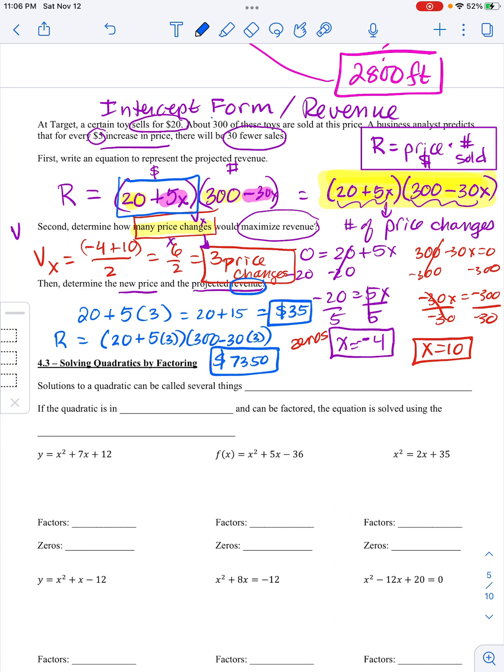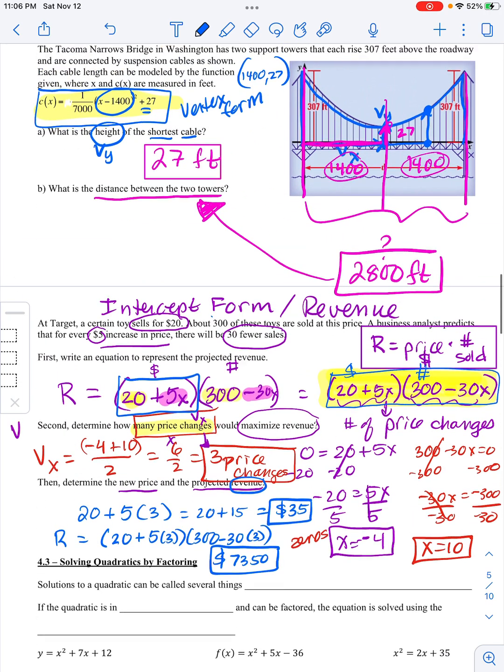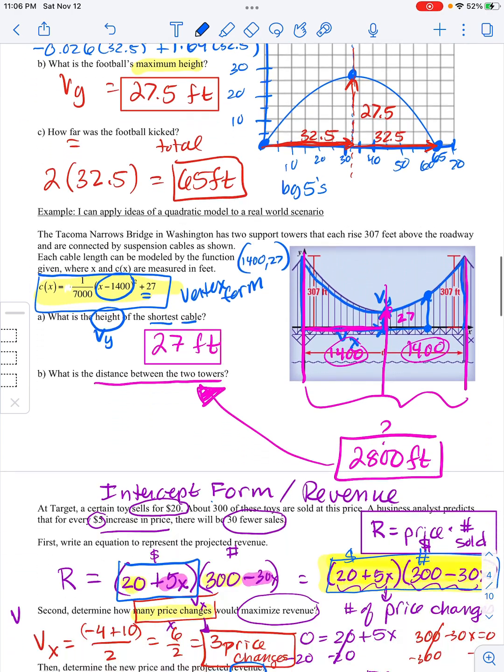So without question, the revenue problems are significantly harder just because there's more to do, but they're always going to be set up the same. So kind of walk yourself through what information is about money, what information is about the number of items, and sort through it in that manner. Hopefully that helps and gives you a little more time to process that type of word problem.